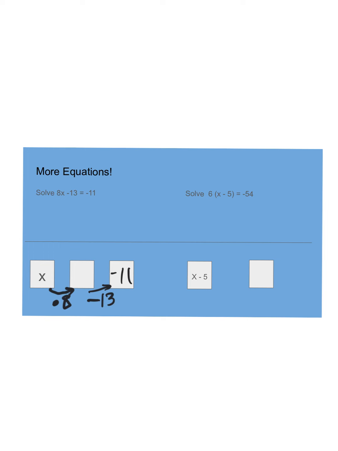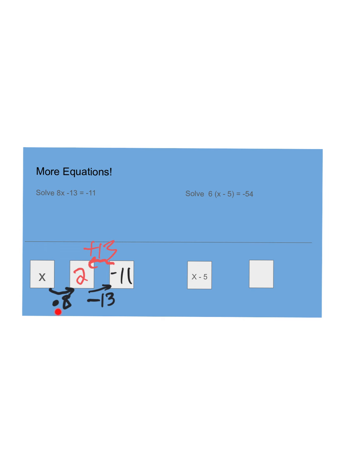So let's go backwards. So how do I get rid of this minus 13? How do I undo that? What is the inverse? Okay, I can hear you. Plus 13. Now, 13, go down 11. That leaves us at 2.